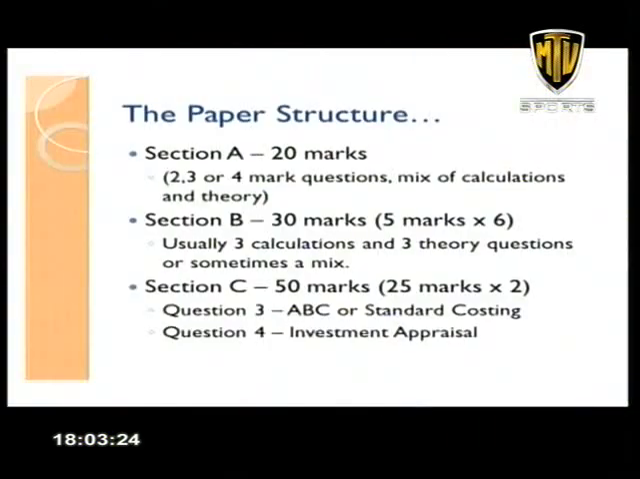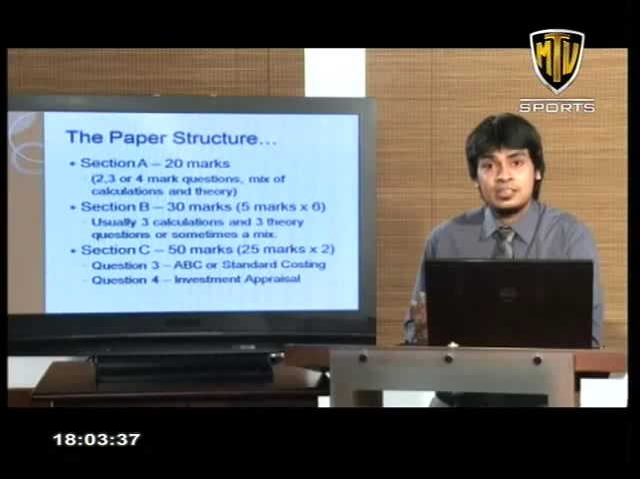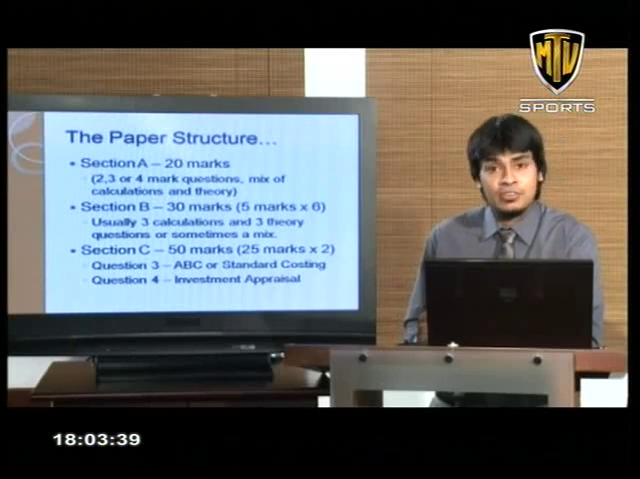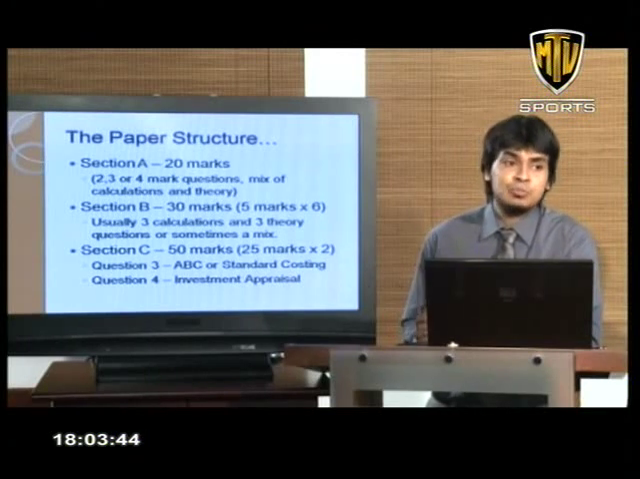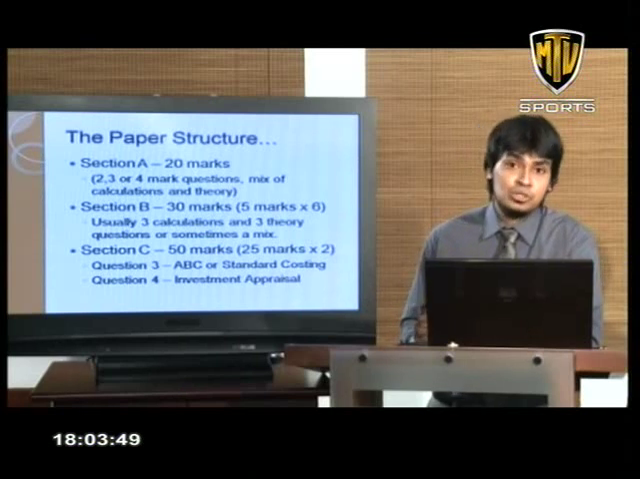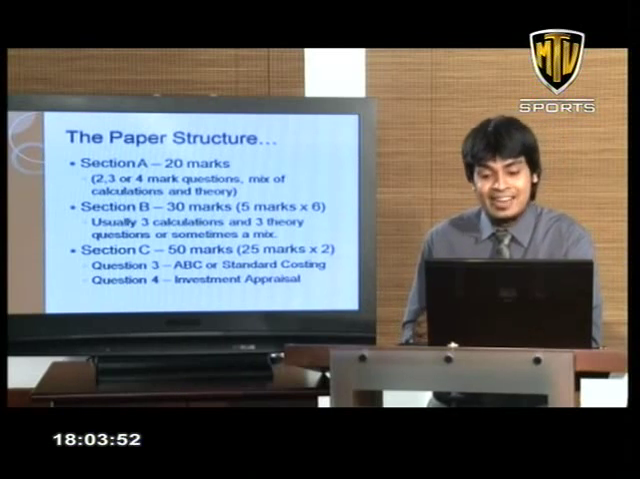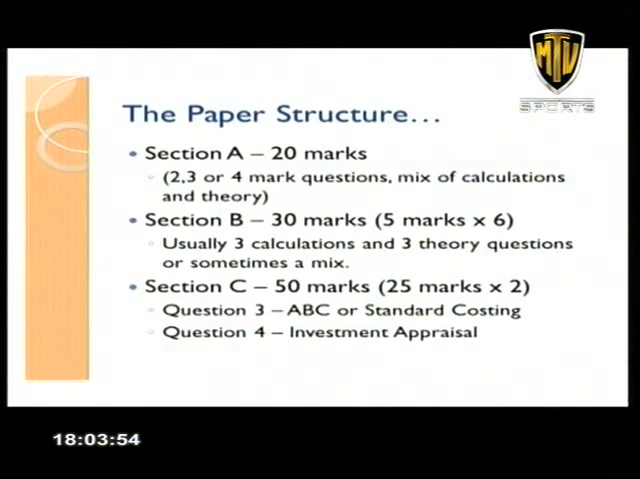And then you move on to section C, which is a bulky section as far as your marks go, which accounts for 50 marks. Now the examiner has said that he could ask you one big question that accounts for 50 marks, or else 2 separate questions which account for 25 marks each. The most popular thing, of course, is to have 2 separate questions, a question 3 which could either be from ABC or standard costing, and a question 4 which would obviously be from your most popular investment appraisal.